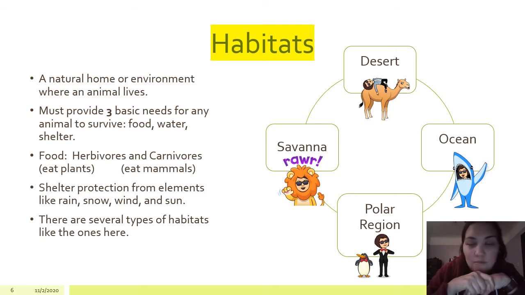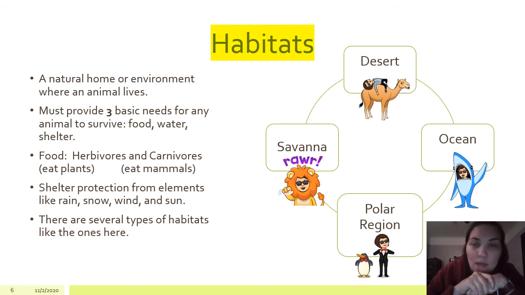Like us, right? We need food and water to survive, and shelter to keep us safe from the elements. So remember these 3 things as you're constructing your own habitats today, okay? Again, food's going to be very important, herbivores and carnivores. And also there's another word known as omnivore, and that's where they eat both animals and plants, okay?